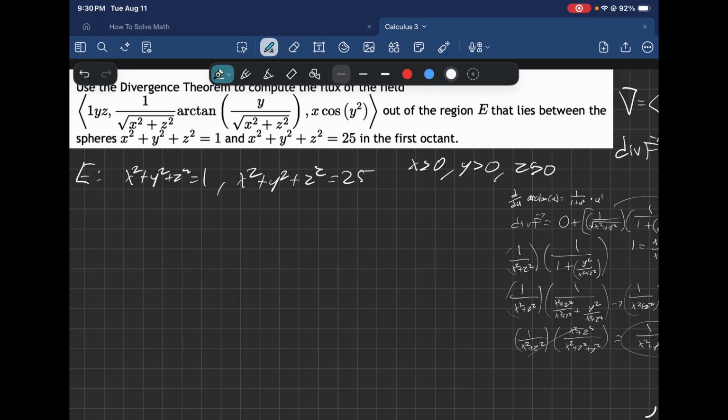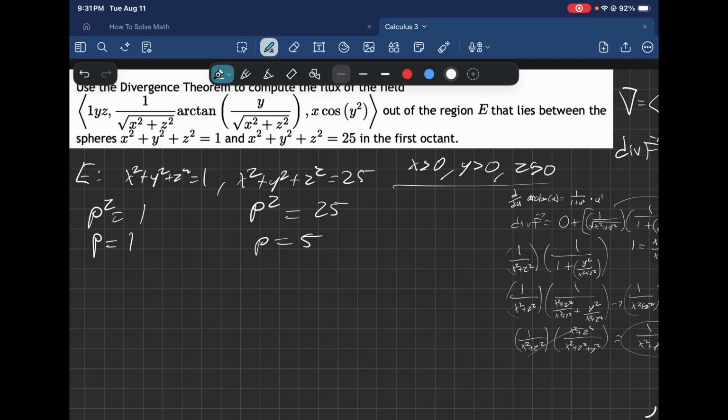So we'll use that later, but let's realize that to make this easier on us, we can just transform our rectangular coordinates into spherical coordinates. So let's remind ourselves that rho squared is equal to x squared plus y squared plus z squared, which in this first sphere is just going to be 1, which means rho is equal to 1. And for this other sphere, rho squared is going to equal 25, which means rho is equal to 5.